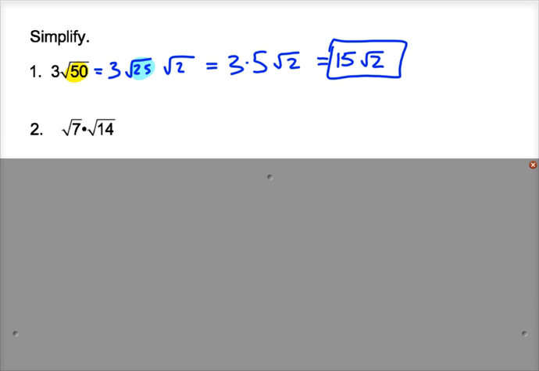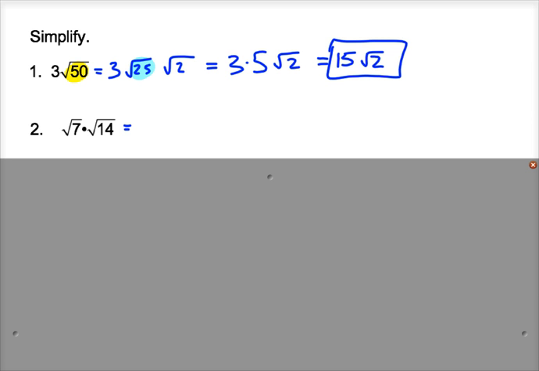Number 2, the square root of 7 times the square root of 14. Well, I don't know what the square root of 7 is. And if I try to think of two numbers that multiply to 7, that's not going to help either. I don't know what the square root of 14 is either. And if I try to split up 14, I only know that it's 2 times 7, and neither of those help either. So one way to solve this is actually multiply them together.